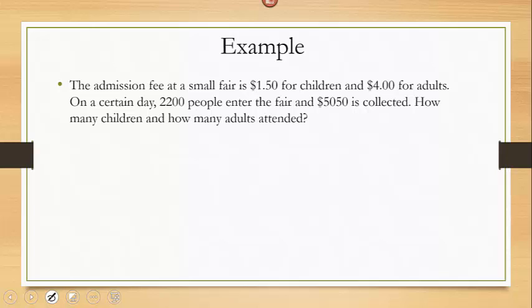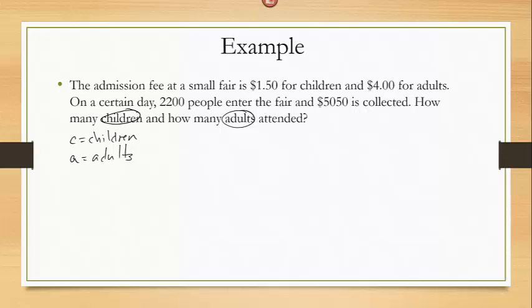Well, step 1, we need to figure out what the variables are. It pretty much tells you in each question what the variables are. It's how many children and how many adults. Those are the variables. So let's say C is for children and A is for adults. Now we need to focus on the equations.